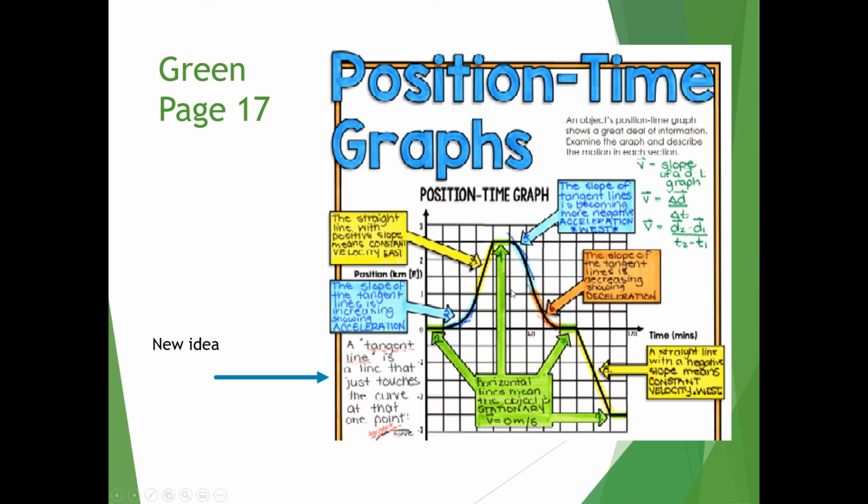Let's take the next little segment. The next little segment is a straight line, so it's a constant velocity. It's a positive slope. It's moving, therefore it is a positive velocity, and the velocity is eastward. We already talked about this horizontal line.